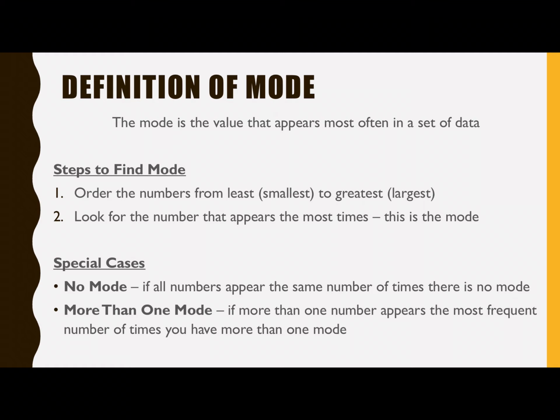Having one mode means there's only one number that repeats. No mode is if all numbers appear the same number of times, there is no mode. So if all numbers appear once, there's no mode. More than one mode: if more than one number appears the most frequent number of times, you have more than one mode. So if we have a set of data and say two numbers repeat 2 times, in that case, those two numbers would both be your mode. Now we're going to look at a couple examples.